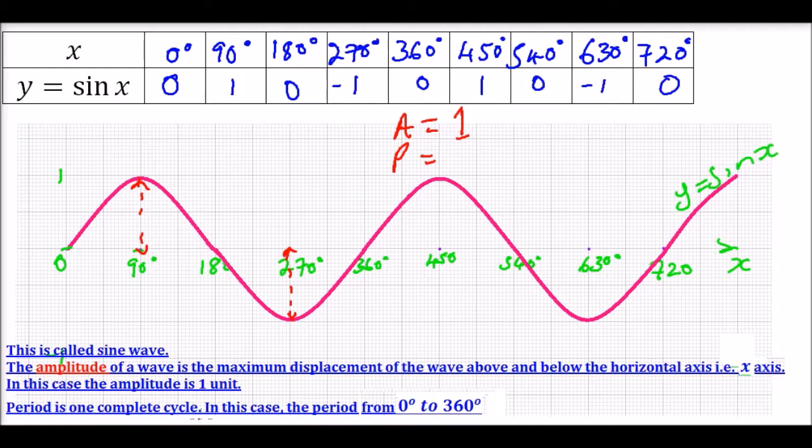Then the other term that we use is the period. Period is one complete cycle. In this case, the period is from 0 degrees to 360. From here, this is where we have the complete cycle up to there. So the period is equal to 360 degrees. Starting from 0, we go to 1, go back to 0, we go to minus 1, we go to 360, which is 0. So that is a complete cycle. These are the two terms that we use when describing a wave. We are going to look at a few examples and see how we get the amplitude and the period.